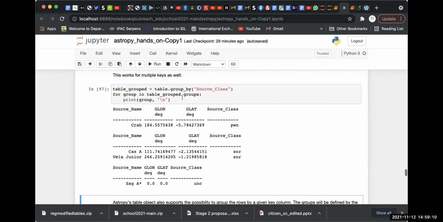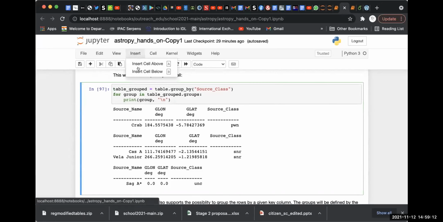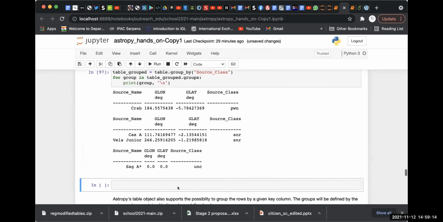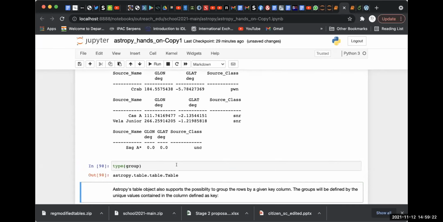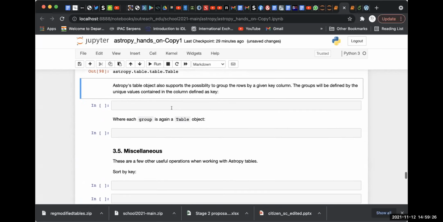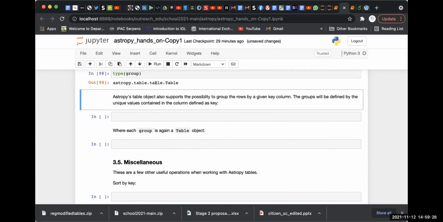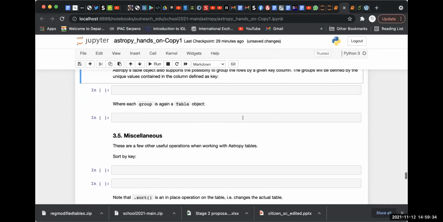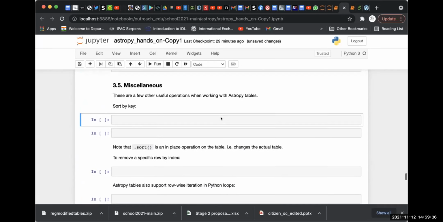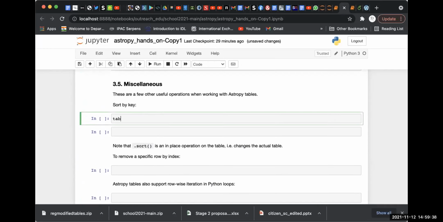And these groups by themselves are also tables, right? So supposing I want to ask what is the type of my group, I can write type and I can say group, and here it is. So you can say it's an Astropy table, right? So it comes with these multiple things because these are the additional properties which you have of them, right? Now miscellaneous, I can show you some simple commands.